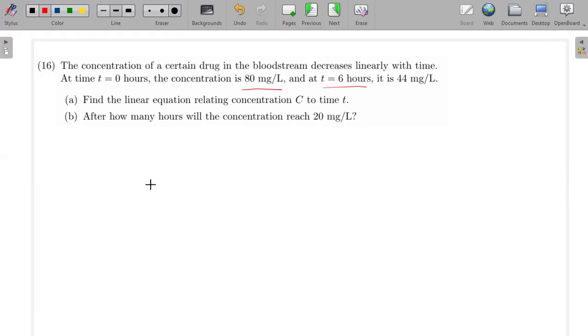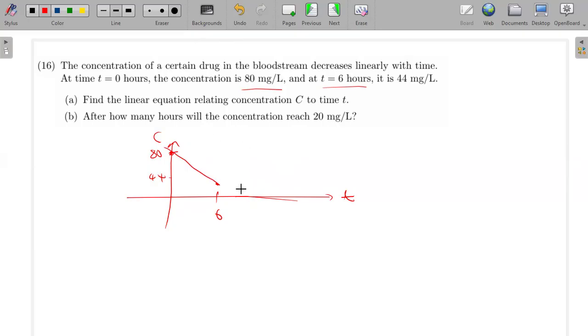So what does this tell us? If I was to sketch this on a graph, I say 0, then my time t is here, and my concentration C is the other axis. At time 0 I have 80, then at time 6, I'm at 44. So let's say 44 is there. Then I have this line here. This has to be a straight line.